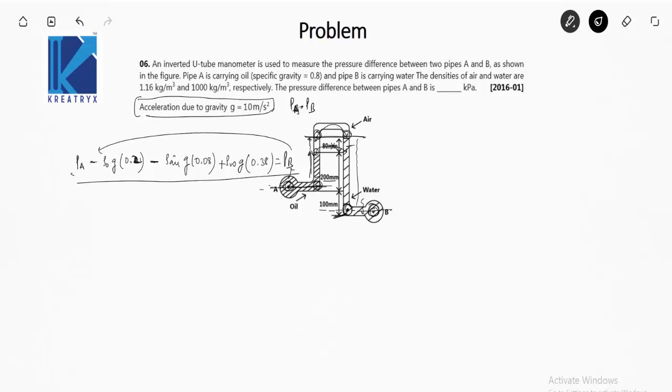Take this PB here, take all these values on the right hand side, PA minus PB. Solve this, all the values have been given. PA minus PB will be 2157.28 Pascal. Before filling the value here, check in what units you have to give the answer. You have to give the answer in kilopascal. So that will be 2.157 kilopascal. Okay. Next question.